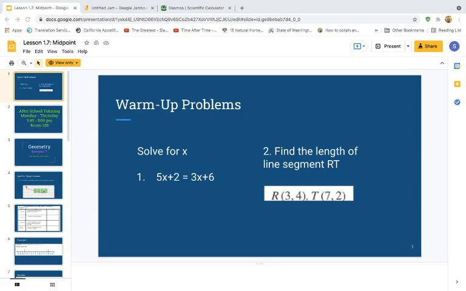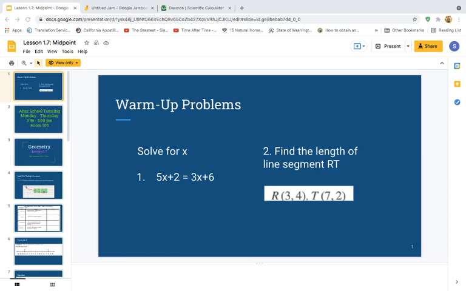We're going to start, as always, doing some warm-up problems. We have two simple problems in front of you right now. The first one is going to be a basic algebra problem. Just go ahead and solve for x. And then the second one is going to be finding the length of line segment RT.